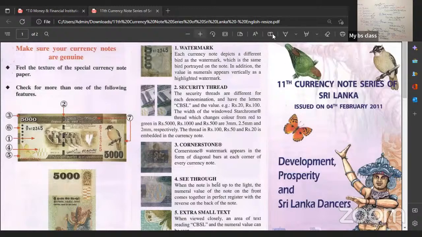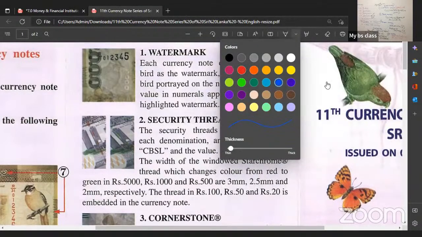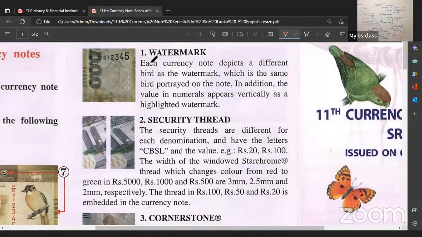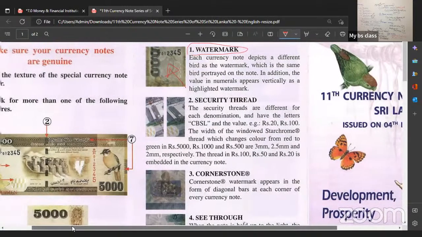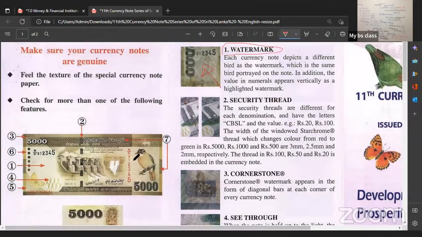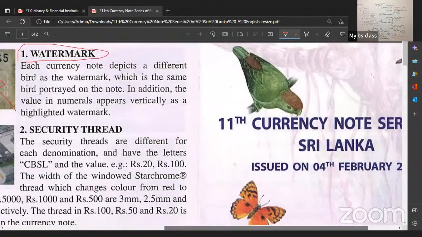Shall you only write those security features? Watermark, you know. So you can see the watermark here. So there are so many features, guys. You cannot imitate them easily. Right, so watermark.